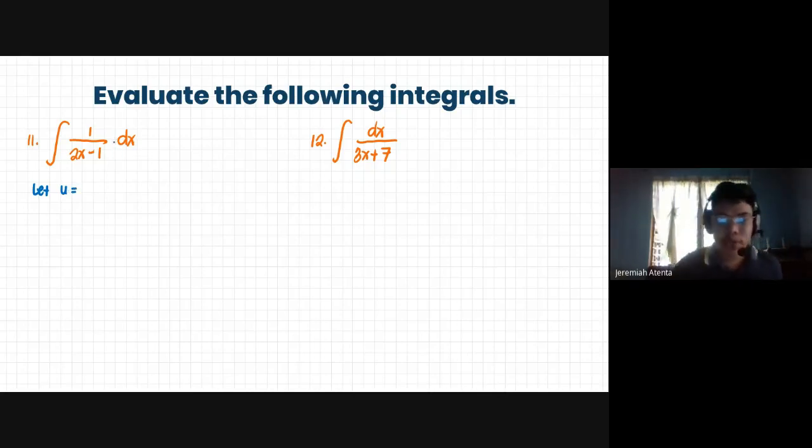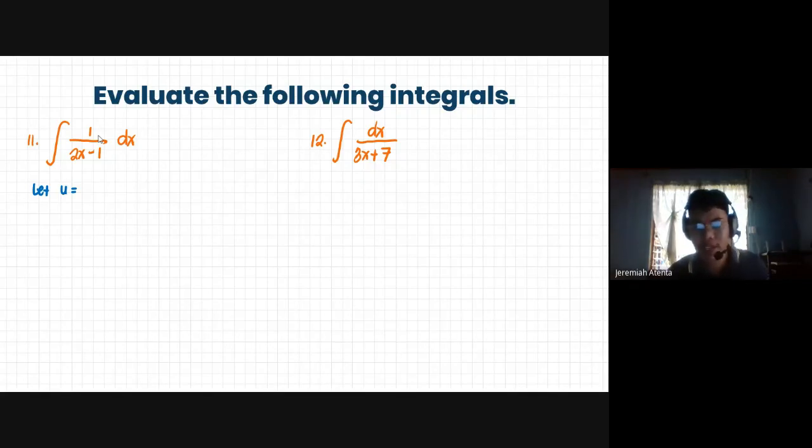Sino yung ililet u? So, dapat maging isang variable lang yung nasa baba, yung denominator, para magamit natin si ln. Right? So, therefore, we will let u be equal to what? 2x minus 1. Very good. So, we have 2x minus 1.